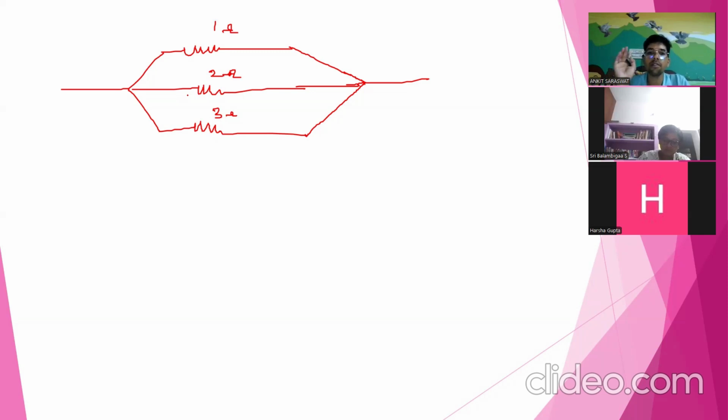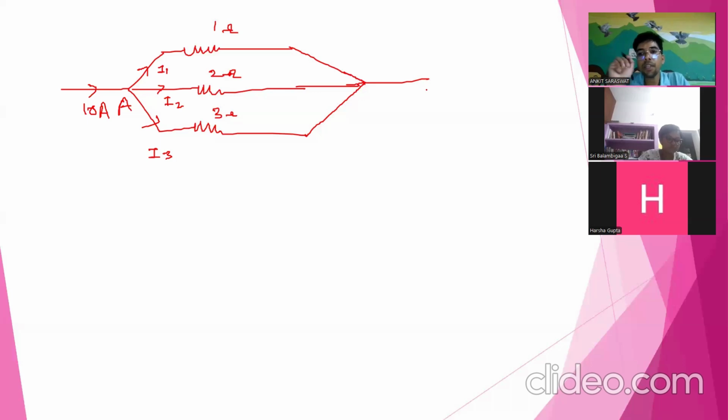Series and parallel. How much current is coming? 10 ampere. A is a junction. 10 ampere current is coming. For example, they are asking I1 current is going here, I2 here, I3 here. Now they are asking what is the value of this I1, I2, I3. Very simple.